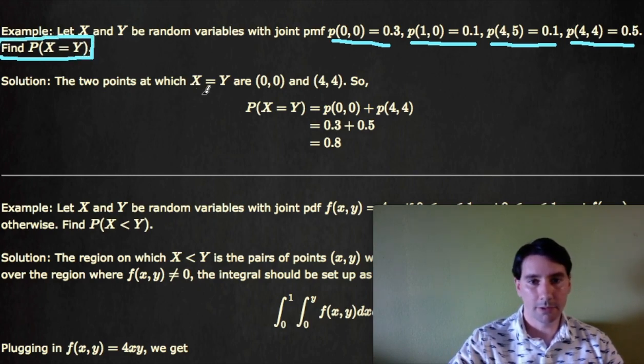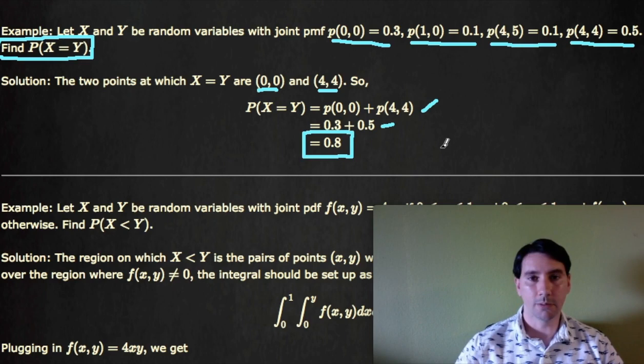So there are 2 points at which x equals y. Either x and y are both 0, or x and y are both 4. So the probability that x equals y is p of 0, 0 plus p of 4, 4, the two values at which they're equal. And we can plug those in from the given information. So that's 0.3 and 0.5, which sums to 0.8. So the probability that x equals y is 0.8.